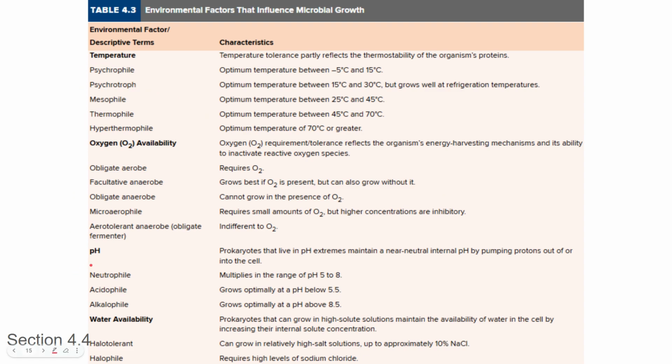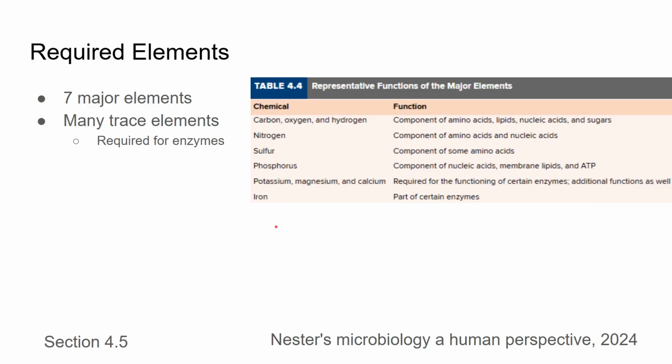In addition, there's also pH, acidity. This one doesn't have a whole lot to go over. If they like to live in acidic conditions, so pH 5.5 or below, they'd be classified as acidophiles. If they like to grow in basic conditions, 8.5 or above, they would be alkalophiles. And then if they like to be between 5 and 8, they're neutrophiles.